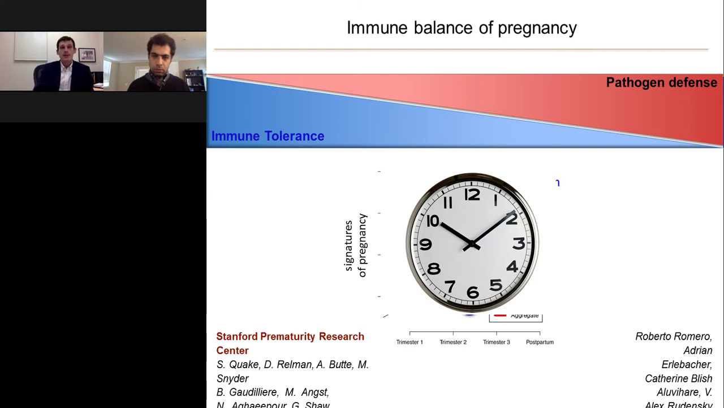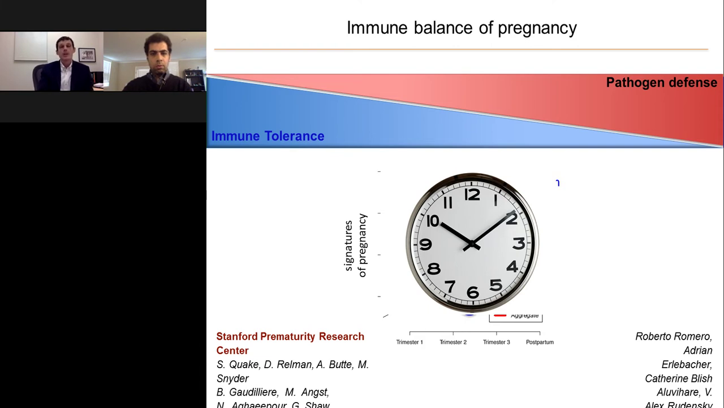There's also very important expansion of peripheral Tregs that are fetal antigen specific. That's from the work by Xing Wei that we know is extremely important in the maintenance of pregnancy. Now, these immune tolerance mechanisms have to be balanced with protective immunity against infectious pathogens.